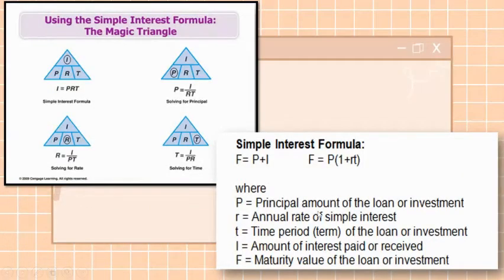These are the formulas for simple interest, where P stands for the principal amount of the loan or investment, R is your annual rate of simple interest, T is the time, period, or term of the loan or investment, I is the amount of interest paid or received, and F is the maturity value of the loan or investment. So this formula, we're going to use it on our examples.